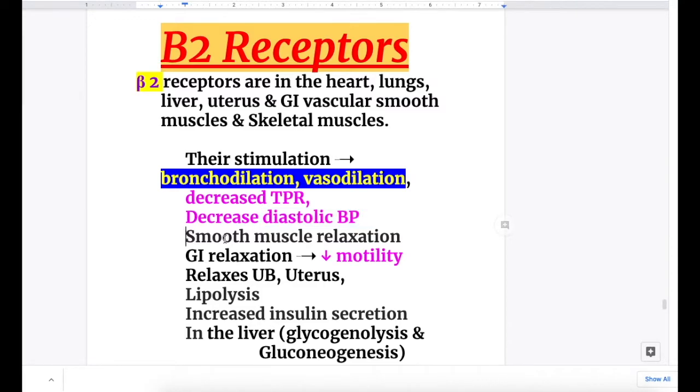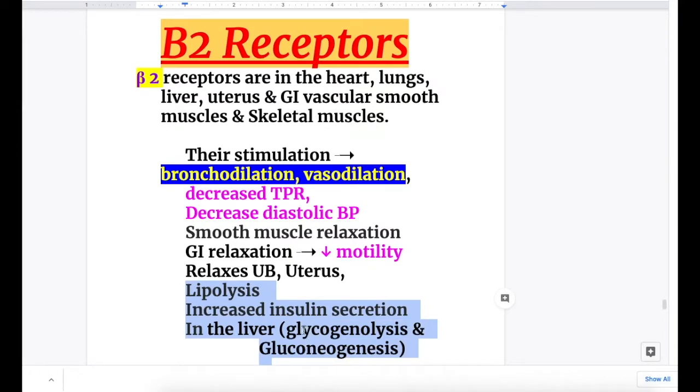They cause smooth muscle relaxation, GI relaxation that decreases motility. They relax the uterus and urinary bladder and are also used in premature labor. They also cause lipolysis, increased insulin, and in the liver, their stimulation causes glycogenolysis and gluconeogenesis. So the effects of beta-2 receptors on metabolism are lipolysis, increased insulin, glycogenolysis, and gluconeogenesis.